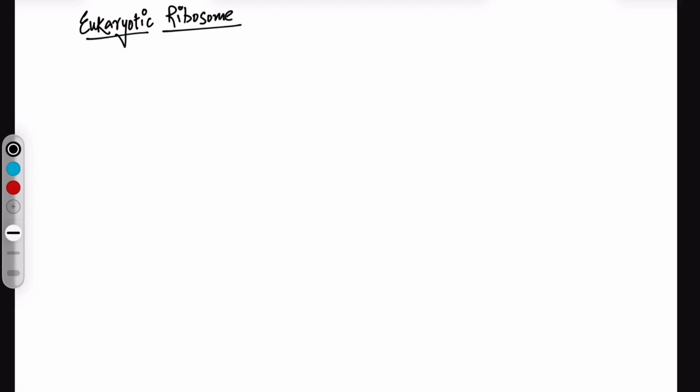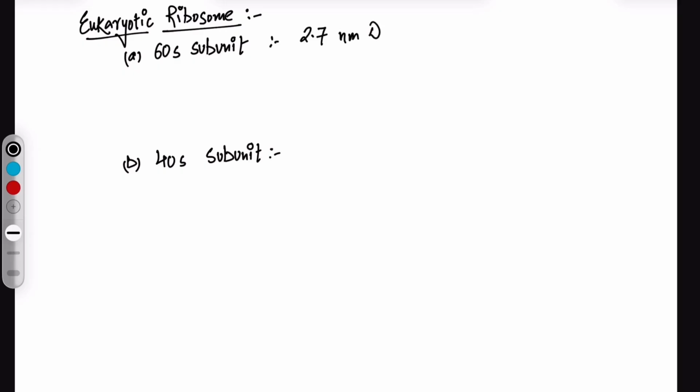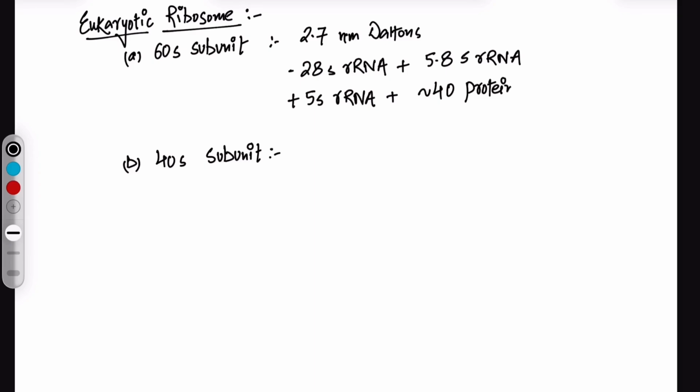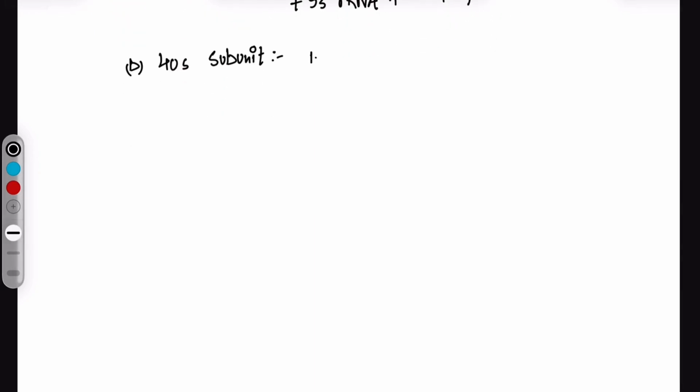Now discussing the eukaryotic ribosome, it comprises a 60S subunit and a 40S subunit. The 60S is the larger subunit present above, and the 40S subunit is the smaller one present below. The 60S subunit weighs 2.7 million daltons, and it has 28S rRNA, 5.8S rRNA and 5S rRNA in addition to 40 proteins. The 40S subunit is 1.3 million daltons, and it is made up of 18S rRNA in addition to 30 proteins.